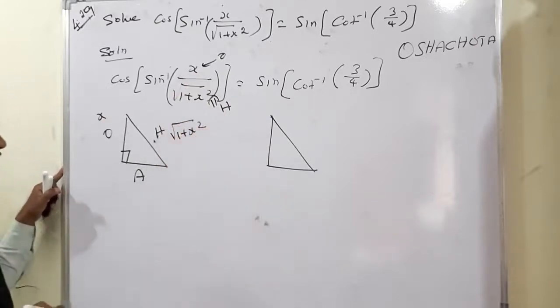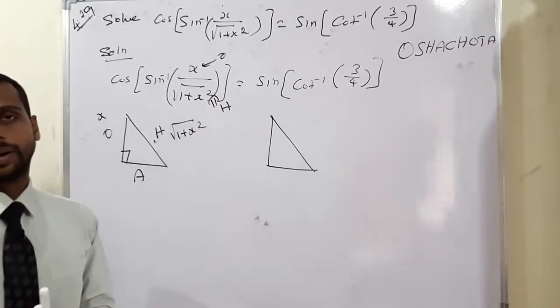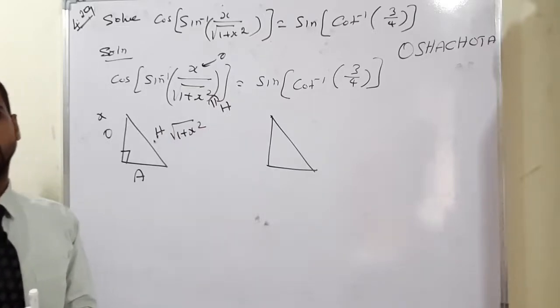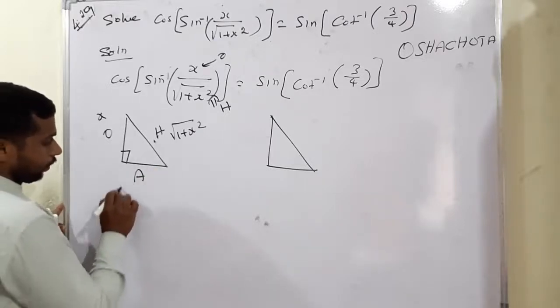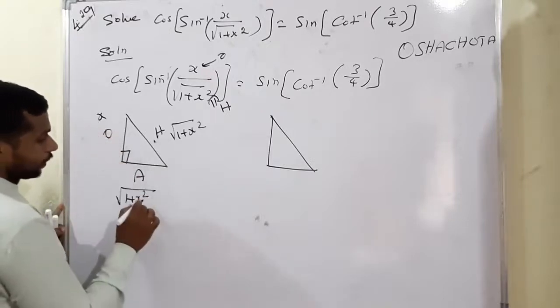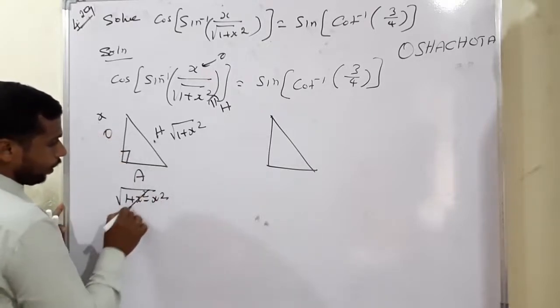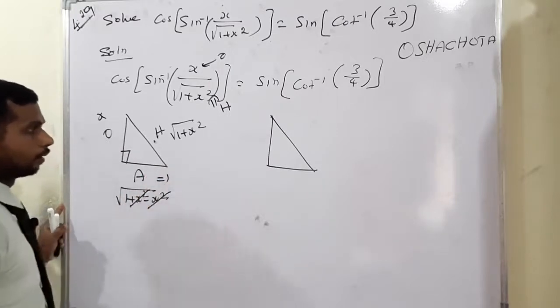So what is the adjacent? First, the Pythagoras theorem: in any right angle triangle, the square of the hypotenuse is equal to the sum of the squares of the other two sides, isn't it? So the hypotenuse squared is 1 + x², minus x² will come. Plus x² minus x² cancel, so the square root of 1, the value will be 1.